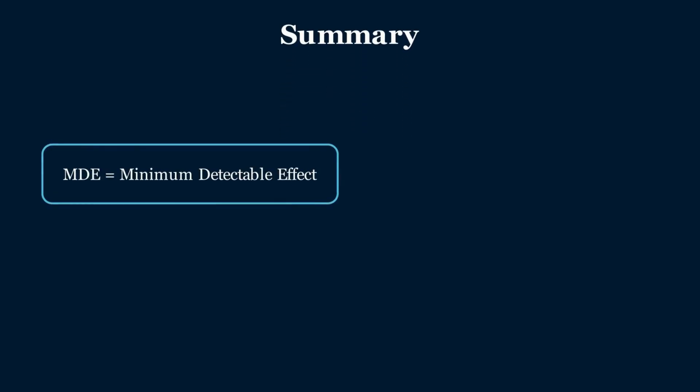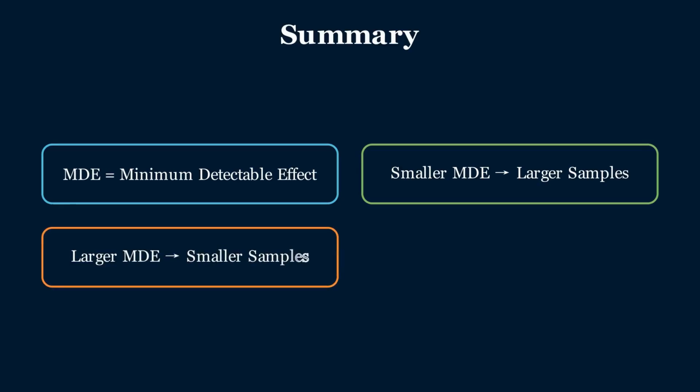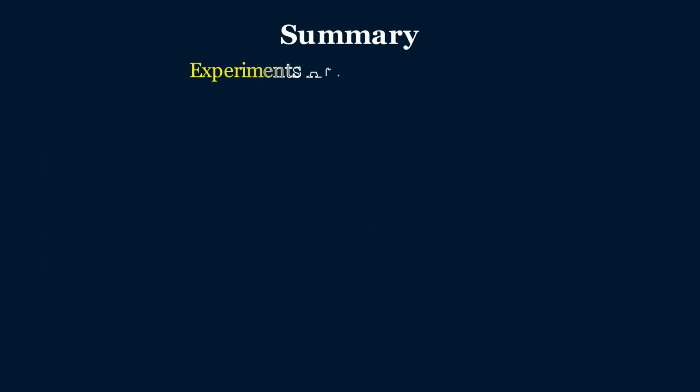So now let's bring everything together. MDE stands for minimum detectable effect. It defines the smallest improvement your experiment is designed to reliably detect. Smaller MDE requires larger sample sizes. Larger MDE requires smaller sample sizes. MDE is not just statistics. It represents business priorities, sensitivity, risk tolerance, and decision making strategy. Tiny improvements are not cheap to detect, and that's why experimentation is fundamentally an optimization problem.